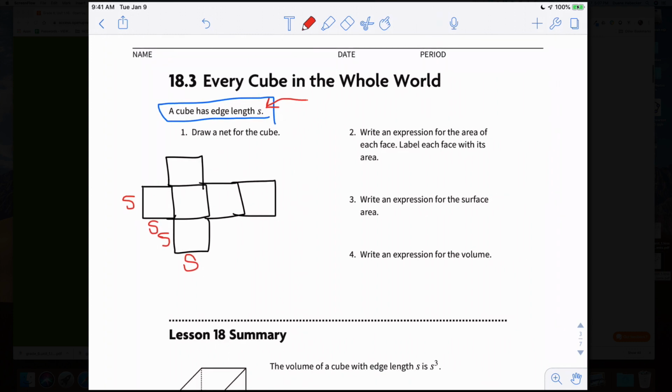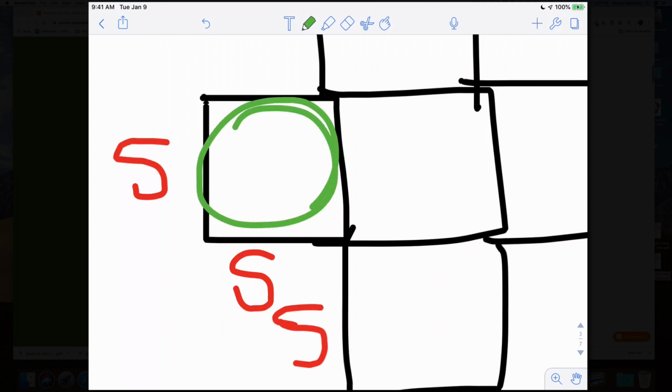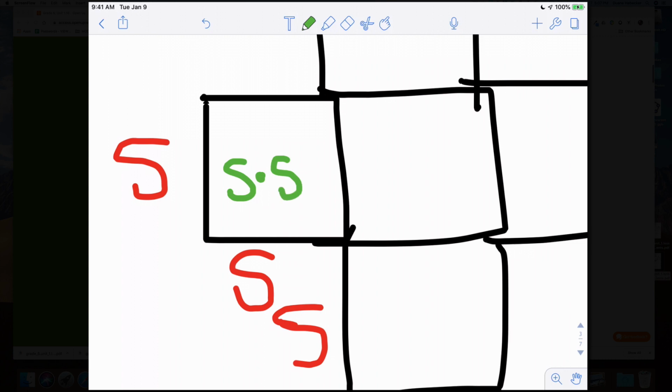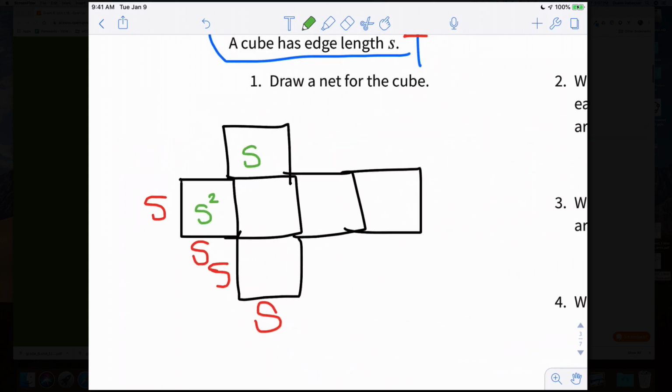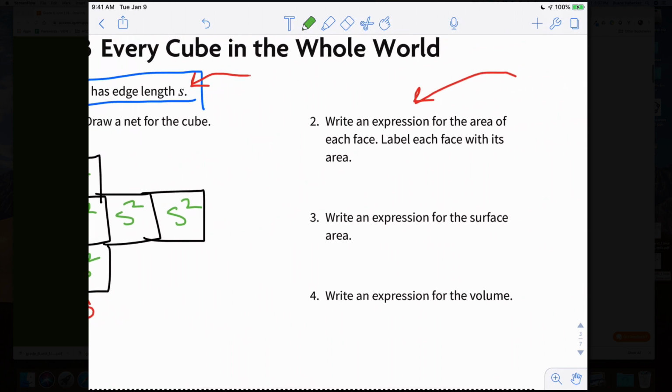So question 2, write an expression for the area of each face. So what is the area of this face right here? Well, it's going to be S times S, length times width. But a quicker way of writing that is S squared. So that means all of these faces are S squared. So the expression for the area of each face is S squared units squared.